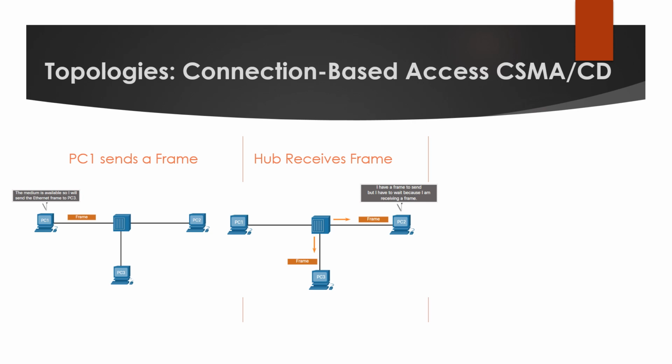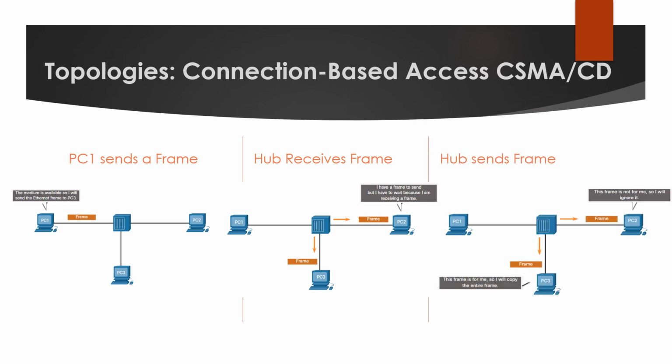And then in the last step, the hub will send the frame. All devices attached to the hub will receive the frame. However, because the frame has a destination data link address for PC3, only that device will accept and copy the entire frame. All other device network interface cards will ignore the frame since the frame is not for them. This can be shown in the figure.